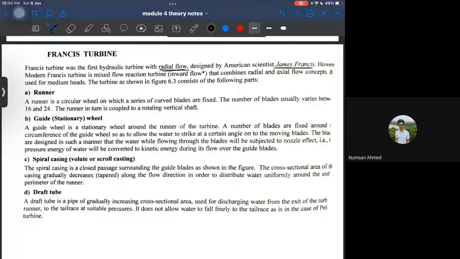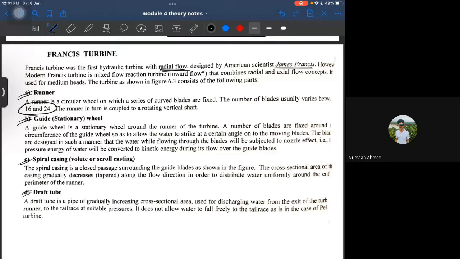We'll have 2 to 3 parts in this: runner, guide wheel, spiral casing, and draft tube. The runner is a circular wheel to which blades are attached. Now count the blades. In a Francis turbine you have 16 to 24 blades, so more blades will be there. But in a Kaplan turbine you'll find only 4 to 6 blades. So in Francis turbine you have more runner blades.